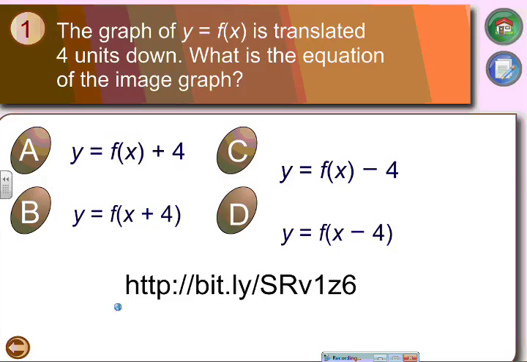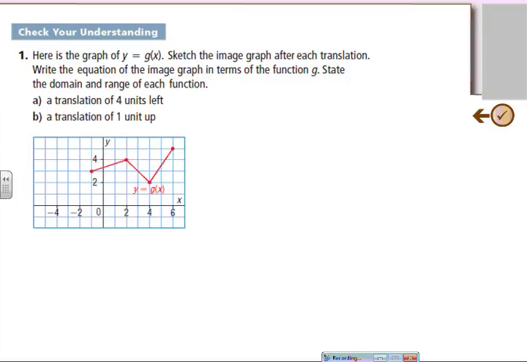All right, first example with it. Here's the graph of y equals g of x. Sketch the image graph after each translation. Write the equation of the image. State the domain and range. Let's start by stating the domain and range of the original now.